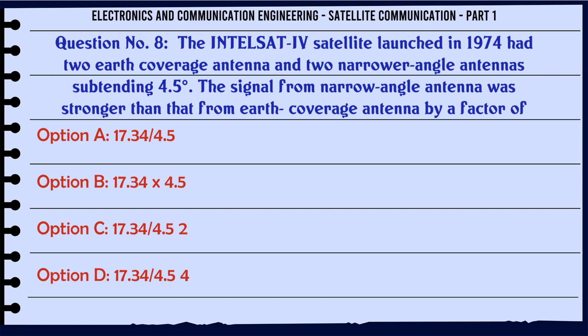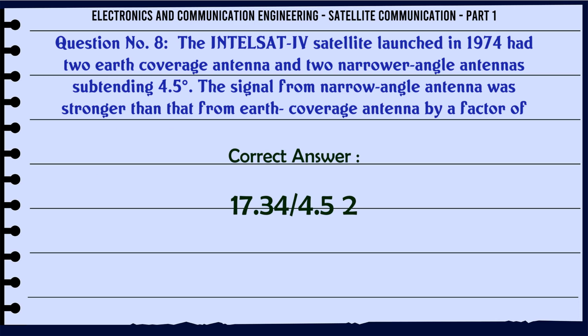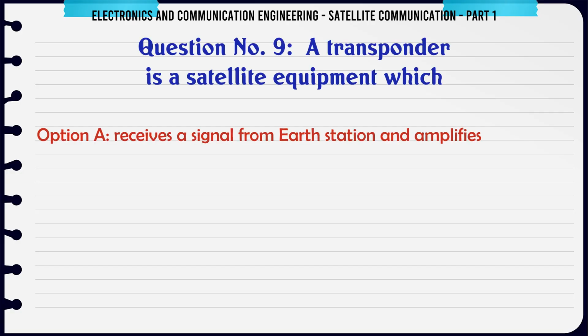The signal from narrow angle antenna was stronger than that from Earth coverage antenna by a factor of A. 17.34/4.5, B. 17.34 x 4.5, C. 17.34/4.5 squared, D. 17.34/4.5 to the power 4. The correct answer is 17.34/4.5 squared.